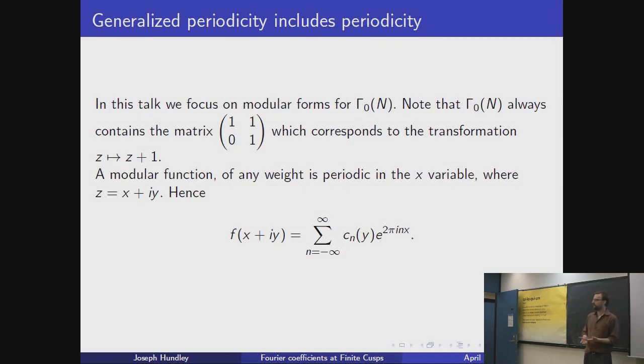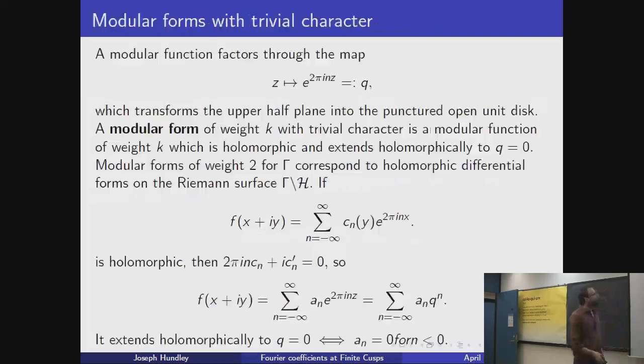We can do its Fourier expansion in the x variable, of course. If you're just doing a Fourier expansion in the x variable, the coefficients are still dependent on the y variable. Now, an interesting note is that if your function is periodic, it factors through the map z goes to e to the 2 pi i z. In the theory of modular forms, e to the 2 pi i z is generally denoted by q because it comes up so often.